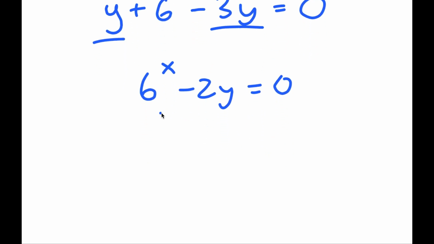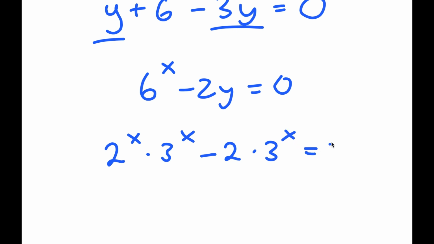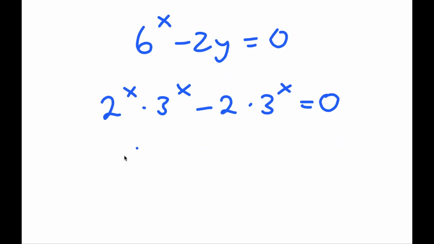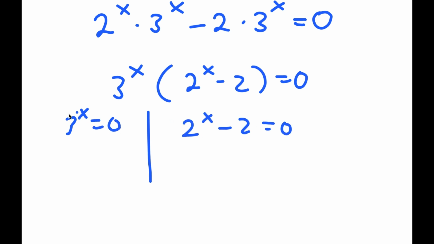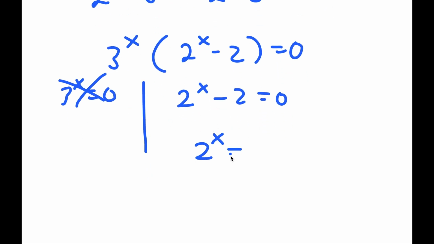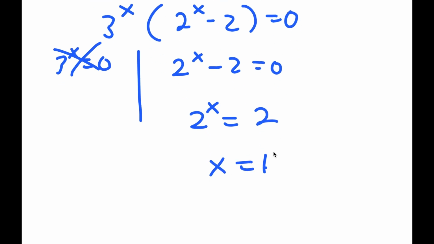And 6 to the power of x I can rewrite as 2 to the power of x times 3 to the power of x. So now I have this minus 2 times, remember, y is 3 to the power of x, is equal to 0. And if I factor out 3 to the power of x, I get 3 to the power of x times 2 to the power of x minus 2 equals 0. So I get 3 to the power of x equals 0 and 2 to the power of x minus 2 equals 0. This has no solution, so I'm left with 2 to the power of x equals 2, meaning x equals 1. So that's another way of solving this equation.